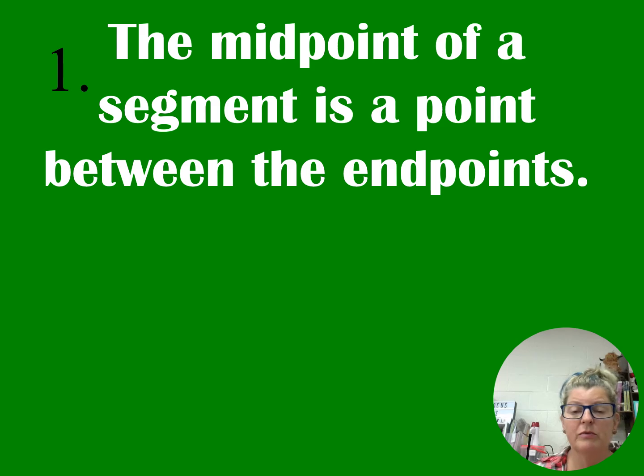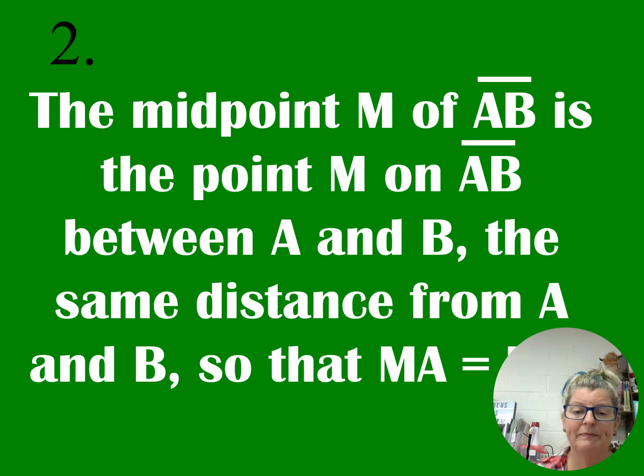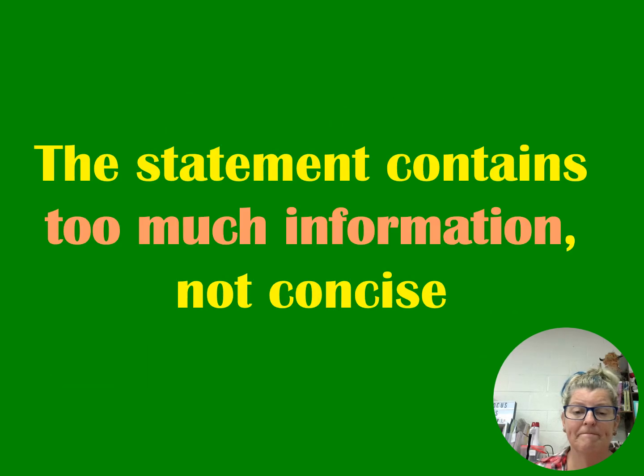So what we're looking for: a midpoint of a segment is a point between the endpoints. The statement does not accurately describe a midpoint, so it violates some of the properties. Midpoint M of segment AB is the point M on AB between A and B, the same distance from A and B, so that MA is equal to MB. That's too much information. It's too wordy. If it's too wordy, it doesn't work.